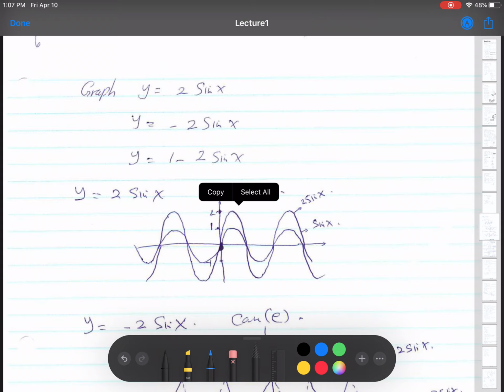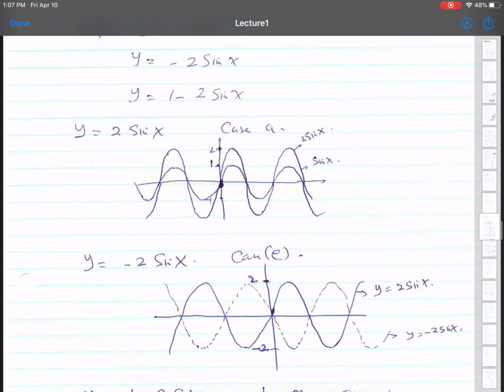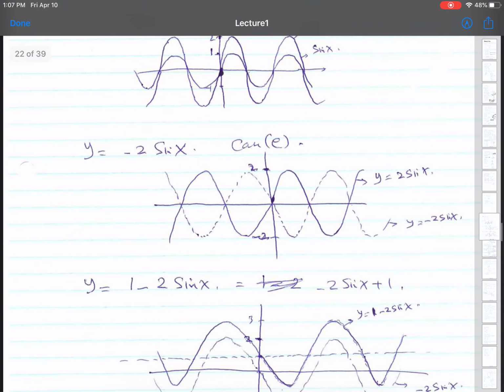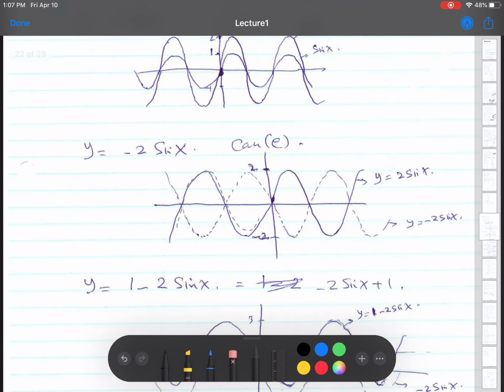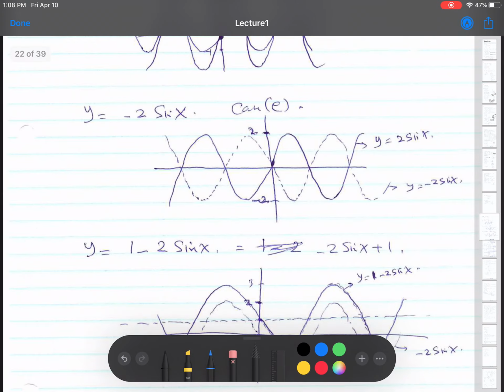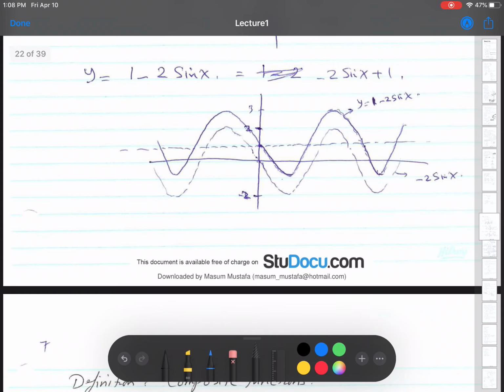And then -2 sine x, which tells that there is a reflection in the x-axis. So this is how the original graph looks like. Sorry. So the original graph looks like this, and now if we reflect that in the x-axis, this is going to do the reflection. So now we have reflection in the x-axis, and the last one is 1 minus 2 sine x. So we already found the reflection in the x-axis from the previous example.